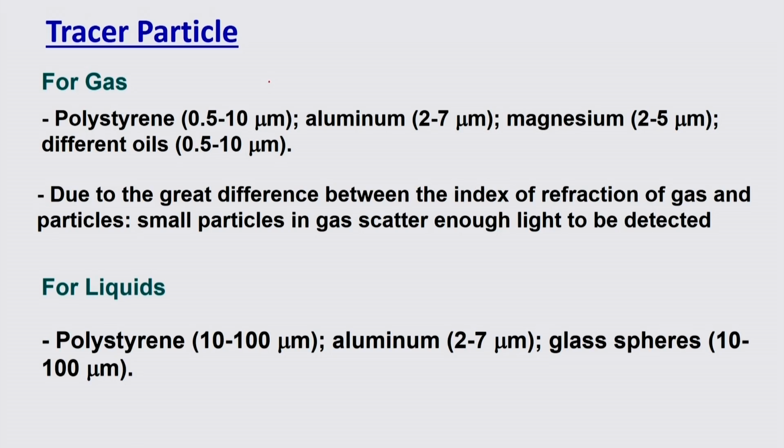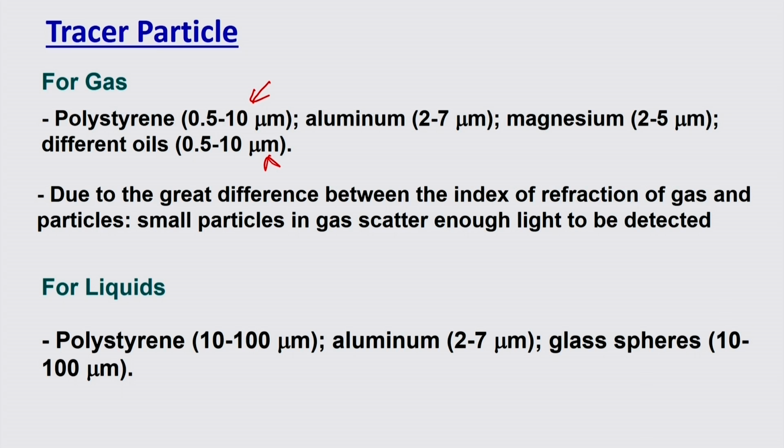Some of the particles widely used to map gas and liquid by PIV are shown here. For gas, we generally use polystyrene particles of size 0.5 to 10 micrometer. We can also use aluminum particles of 2 to 7 micrometer, sometimes magnesium particles of 2 to 5 micrometer, and we also use some oil droplets of 0.5 to 10 micrometer to track the air.